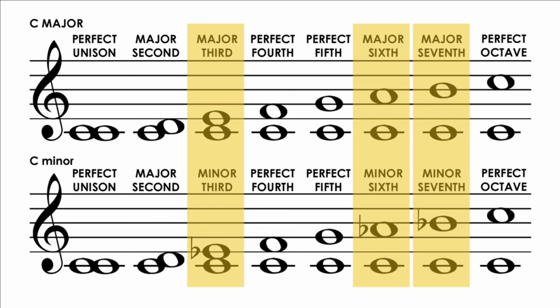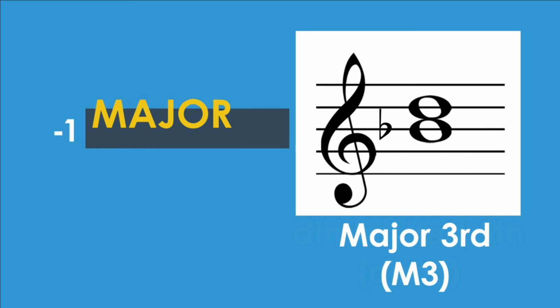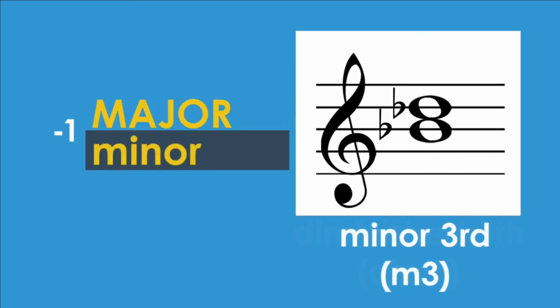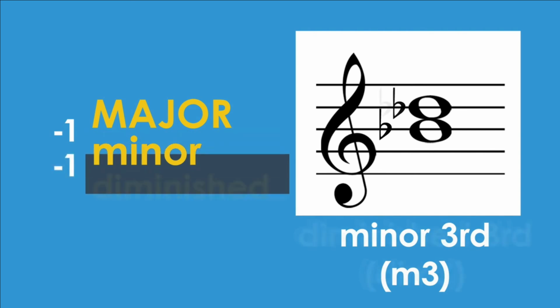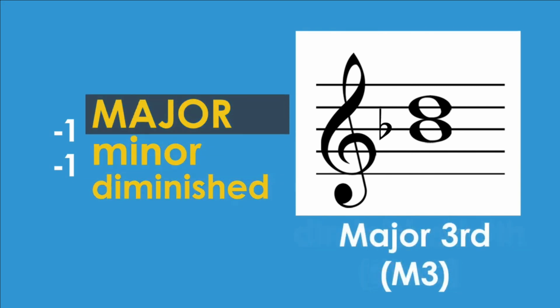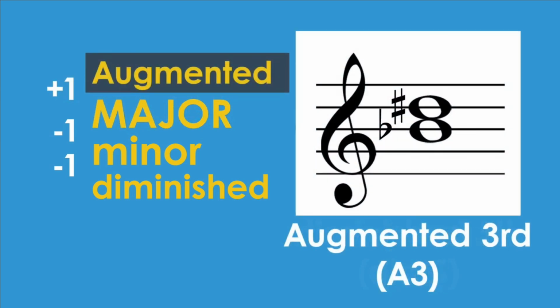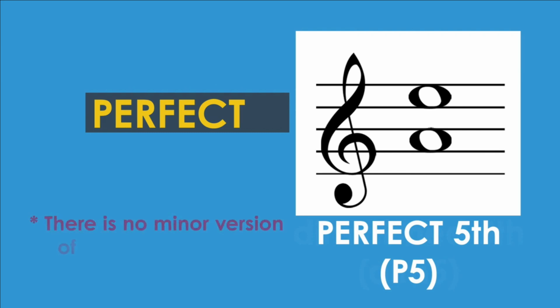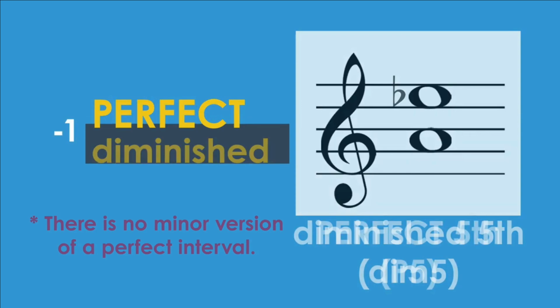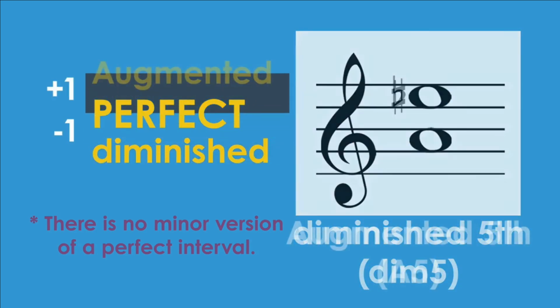So what about augmented and diminished intervals? Well, remember that minor intervals are 1/2 step smaller than major intervals? And if we make a minor interval 1/2 step smaller, it becomes diminished. If we go back to the original major interval and make it 1/2 step larger, it becomes augmented. For perfect intervals, it's a little different. There is no minor version of a perfect interval. If we make the perfect interval 1/2 step smaller, it becomes diminished. And if we make the perfect interval 1/2 step larger, it becomes augmented.